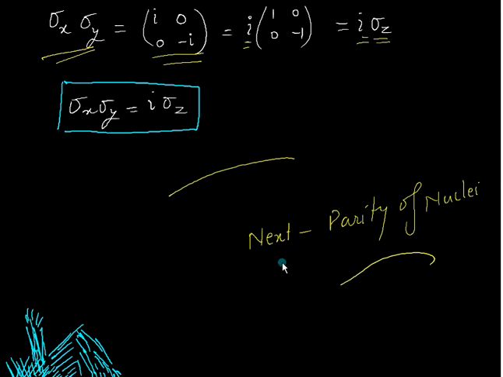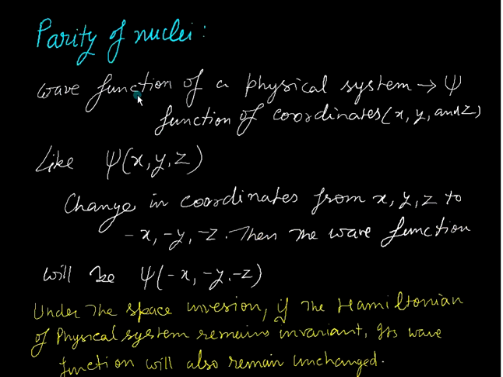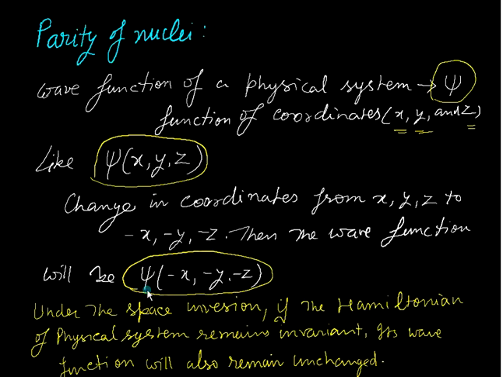Now the next slide is about the parity of nuclei. In general, we define a physical system with the notation psi, known as a wave function, which depends on some coordinates, that is x, y and z in a three-dimensional system, and can be written as psi as a function of x, y, z. If we change x to minus x, y to minus y, z to minus z, then the wave function becomes psi as a function of minus x, minus y, minus z.